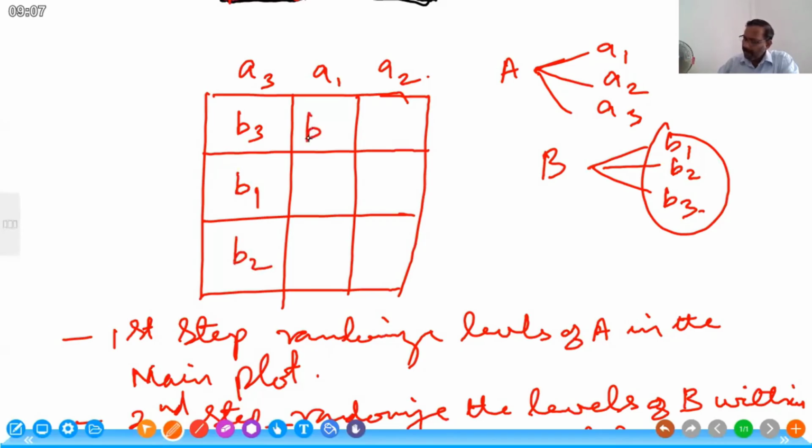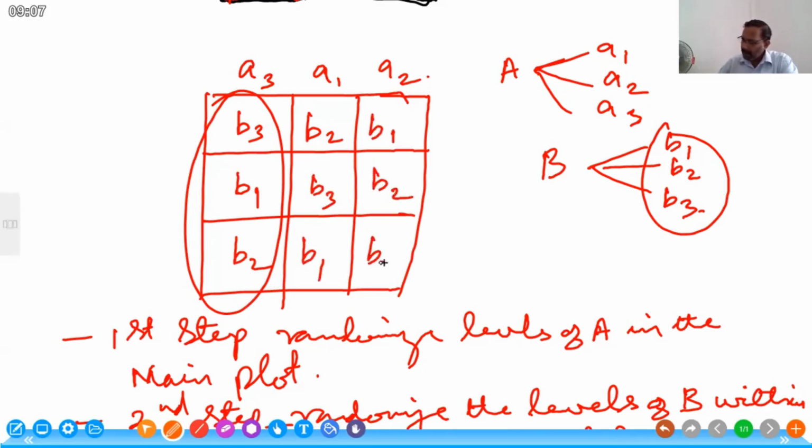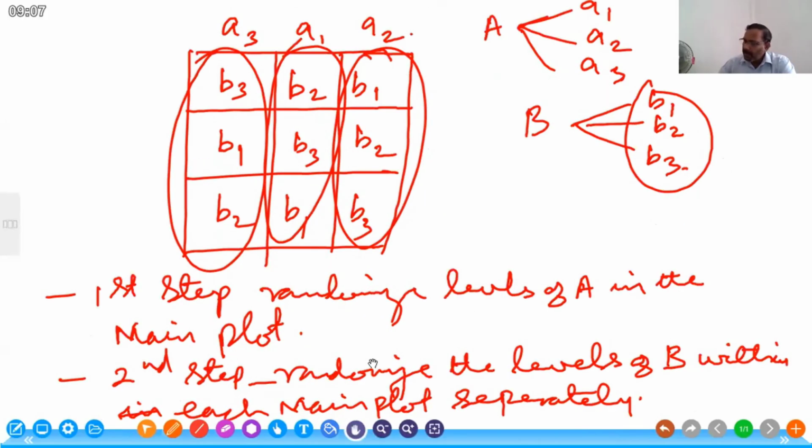This is the first randomization. Do it separately. Then for the second randomization, I say B2, B3, B1, for example. The other randomization, for example, like this. So it is separate randomization. Each of these main plots will be randomized by the levels of factor B. So this is called the randomization process.